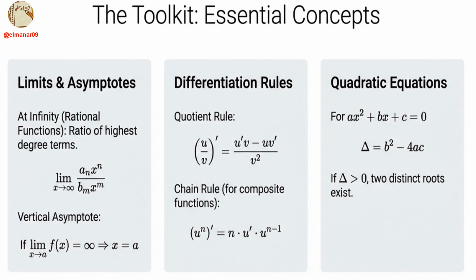Finally, look over to the right at quadratic equations. This is an old friend, but a powerful one. For any equation in the form ax squared plus bx plus c equals 0, you gotta check the discriminant, our good old friend delta. If that delta is greater than 0, you're in business. You've got two distinct roots, 2 points where that parabola hits the axis.